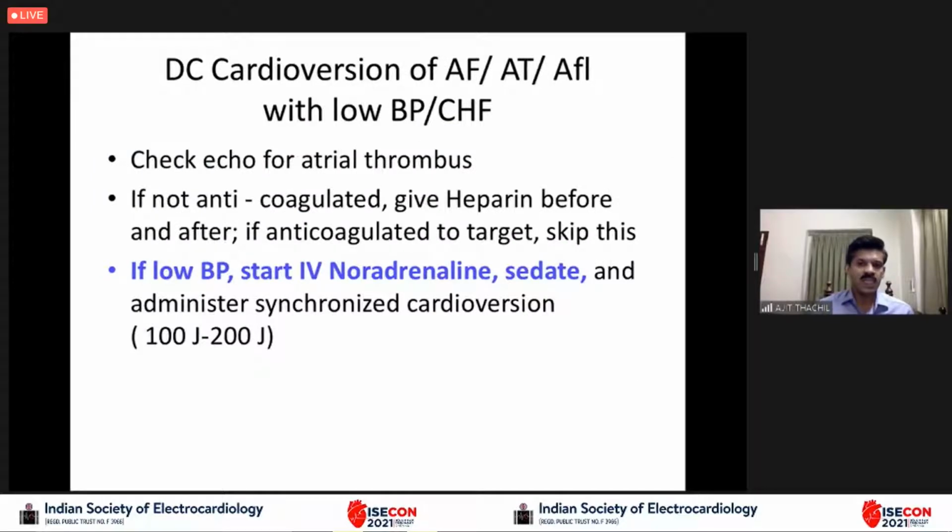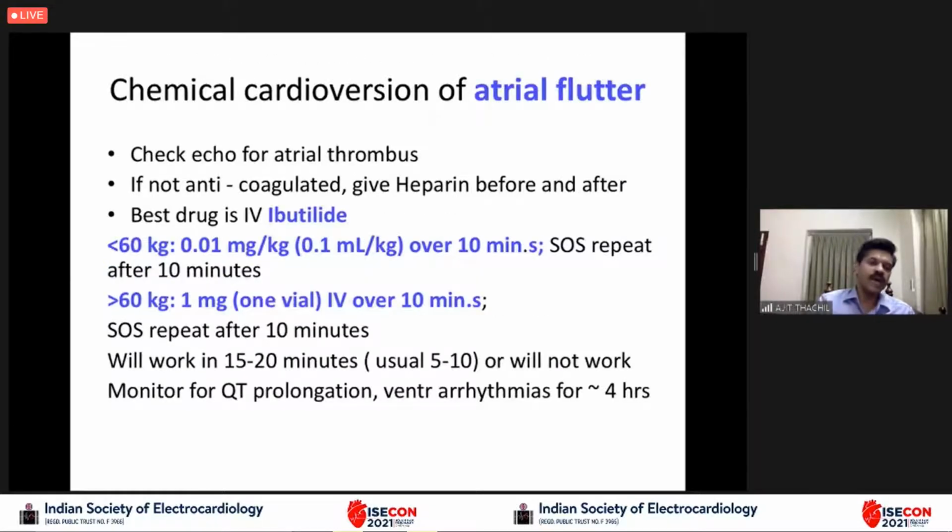If the blood pressure is low or the patient is in raw CHF, it's cardioversion. And before cardioversion, start noradrenaline, because you need sedation for cardioversion, and sedation will drop the blood pressure further. What about Ibutilide? The dose for an average person, more than 60 kilogram, is 1 vial over 10 minutes. If the person is less than 60 kilogram, it is 0.1 ml per kilogram given over 10 minutes. If you want the dose in milligram, that's the dose in milligram.